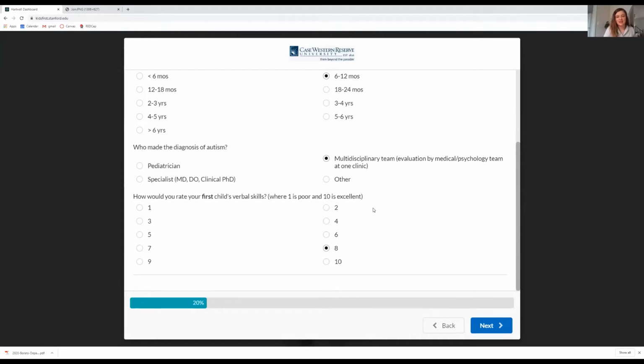Then please indicate your ranking of your child's current verbal skills, where 1 is poor and 10 is excellent. Click Next when you are done.